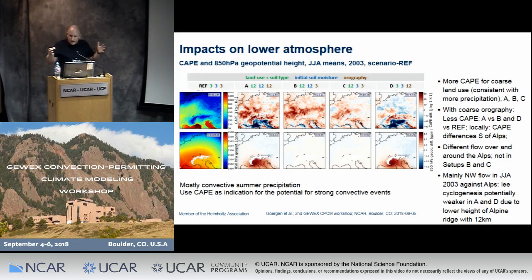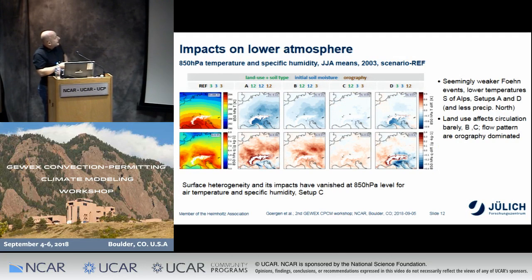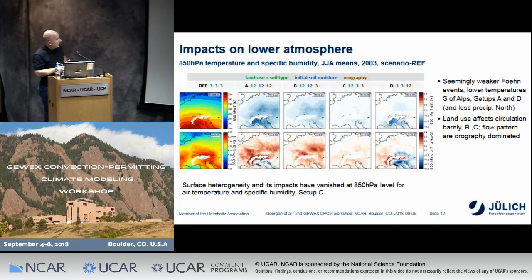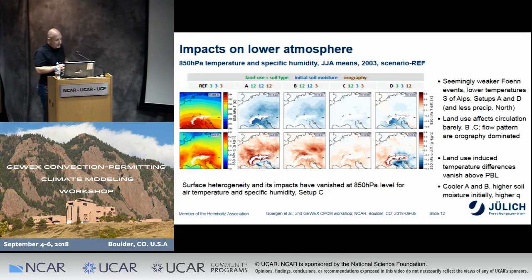It's always the same 3 kilometer atmosphere that we're running. So there's seemingly a weaker Föhn effect. We also see lower temperatures south of the Alps. That also goes in the same direction when we look at the A and D setup. And the land use effects, for example, when you look at circulation, I have to go one back here, the land use effects are quite negligible. So it's really orography dominated here.